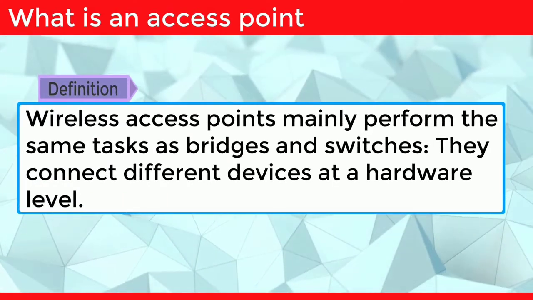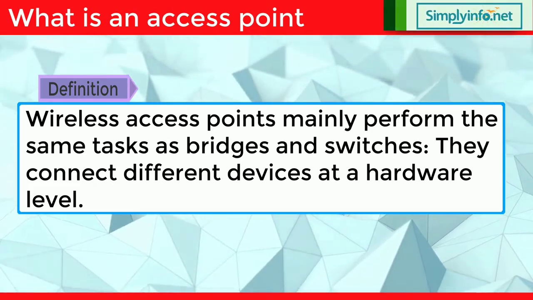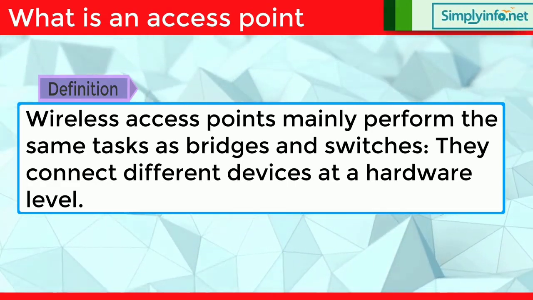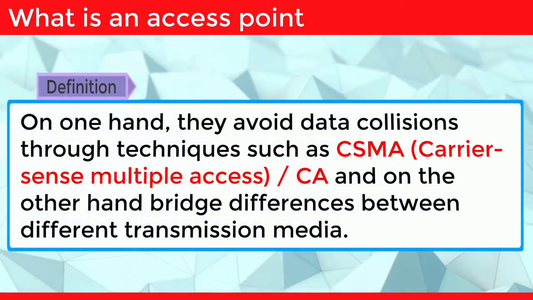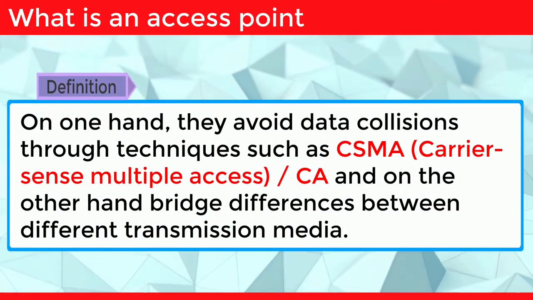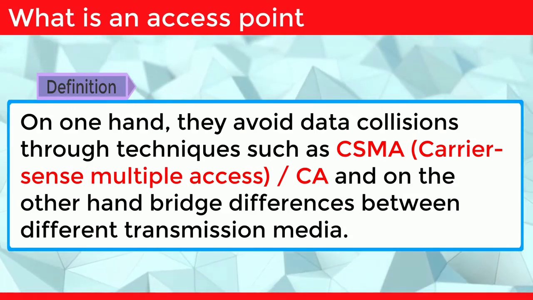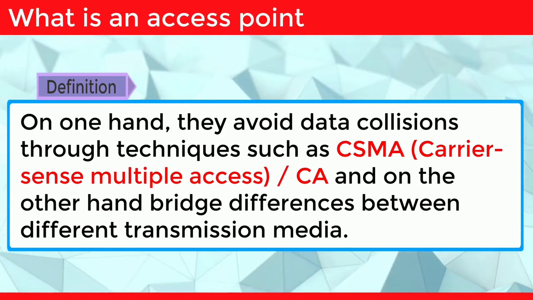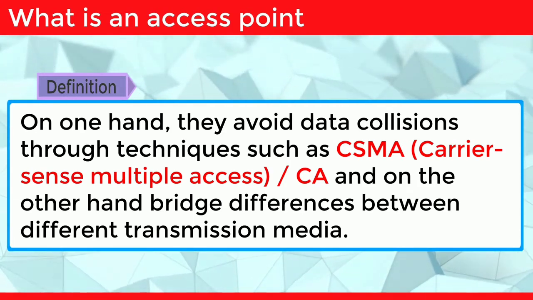Wireless access points mainly perform the same tasks as bridges and switches. They connect devices at a hardware level. On one hand, they avoid data collisions through techniques such as CSMA/CA, meaning Carrier Sense Multiple Access with Collision Avoidance, and on the other hand, they bridge differences between different transmission media.